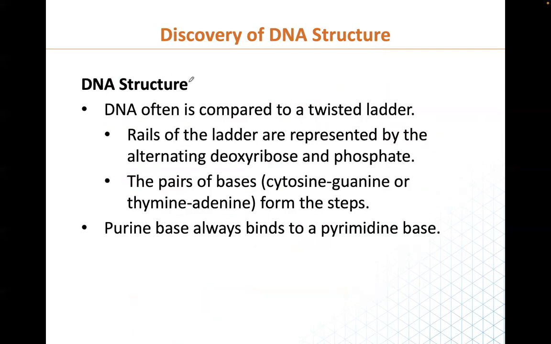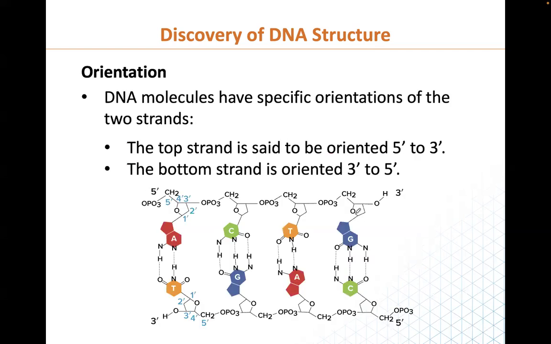So now let's look at the structure of the DNA. DNA often is compared to a twisted ladder. The rails of the ladder are represented by the alternating deoxyribose and phosphate. The pairs of the bases, cytosine, guanine, or thymine, adenine, form the steps. A purine base always binds to a pyrimidine, like I mentioned before. So this is exactly what I'm saying. This is ribose, this is phosphate, this is ribose, this is phosphate. So they alternate that way.